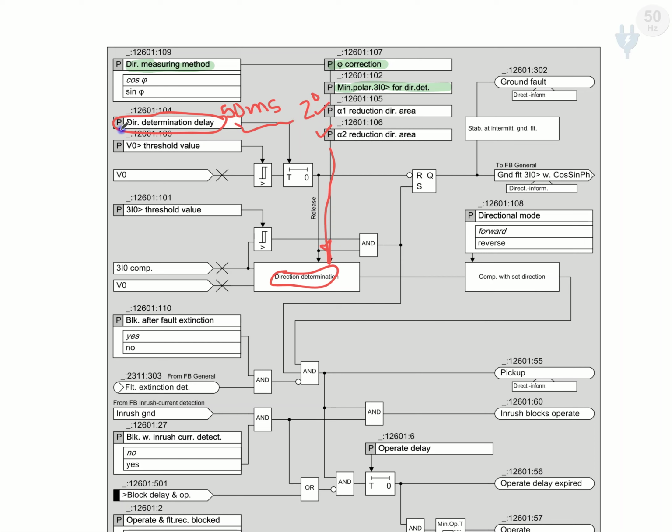We give a very low time for the direction determination delay, because whenever the V0 is determined and it passes the threshold, which is around 30 volts, and it depends on our system, of course. That setting we should give according to our system. When it passes the threshold, then some amount of delay will be applied, and that signal, now the V0, is supplied to the direction determination.